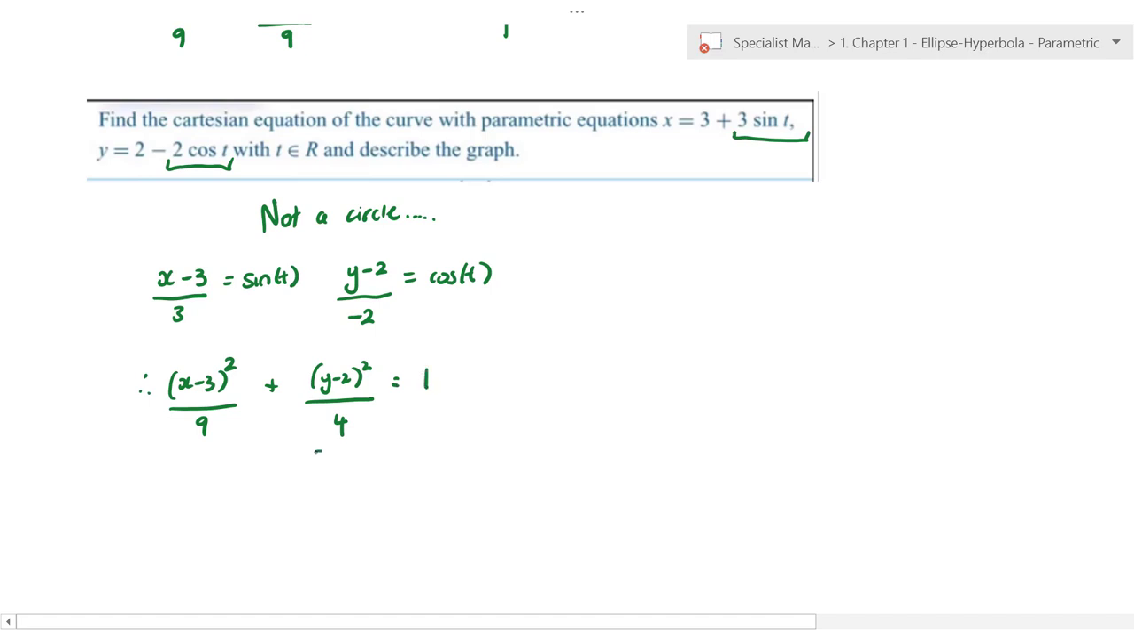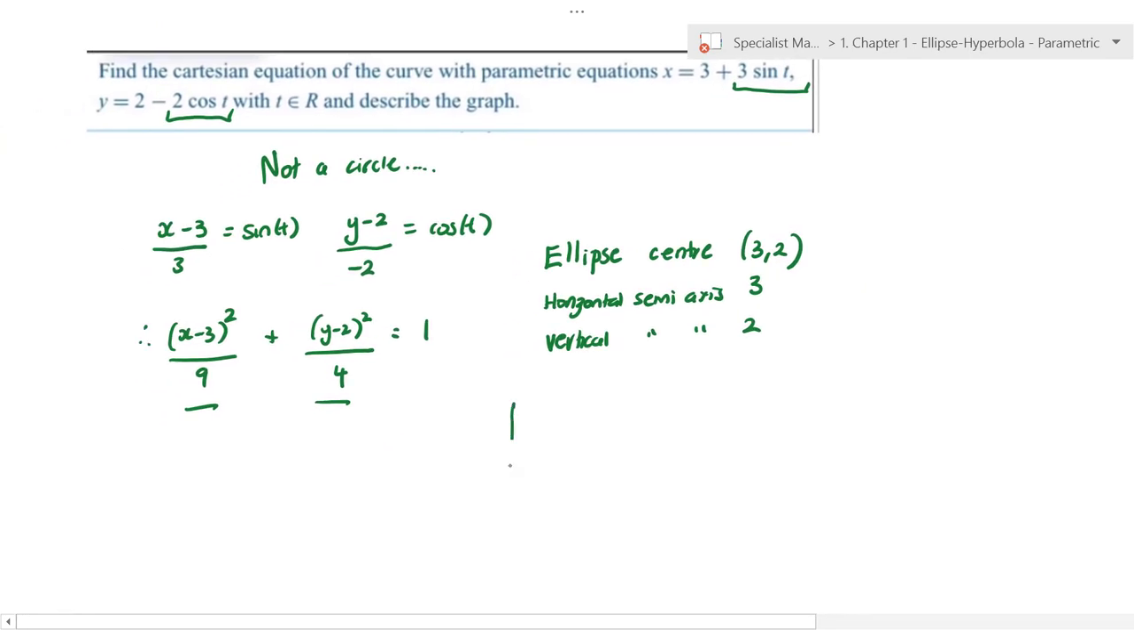But therefore, because these things are different, this is not a circle. This is an ellipse. And what I guess you could say is it has a center at (3, 2). We can say that you've got a horizontal semi-axis of what? Is it 9 or 3? And a vertical semi-axis of 2. And we could literally just sketch that without even having a calculator.